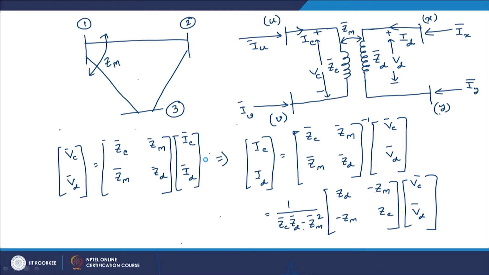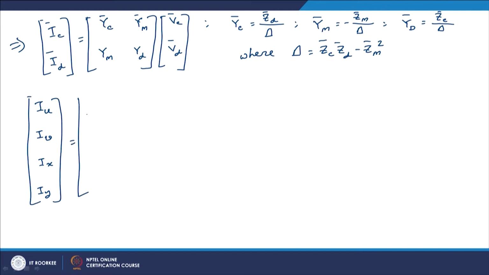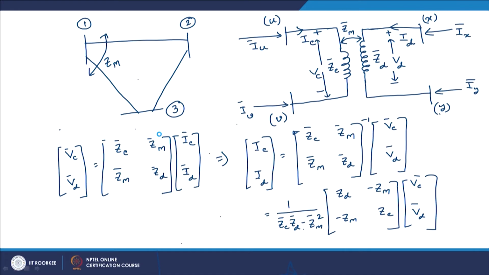Now, from this circuit we can write down I U, I V, I X, I Y if I try to represent all these injected currents in terms of the branch currents. So, we get some matrix. Clearly here I U would be equal to I C and I V would be equal to minus I C. Similarly, I X would be equal to I D and I Y would be equal to minus I D.